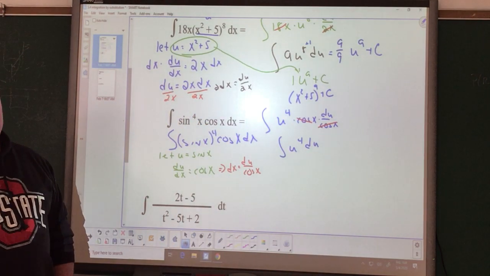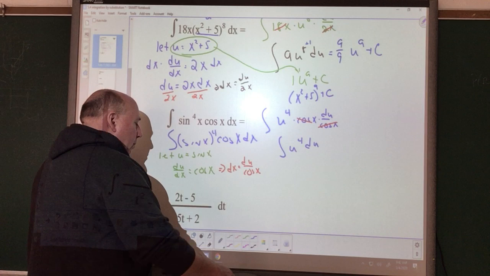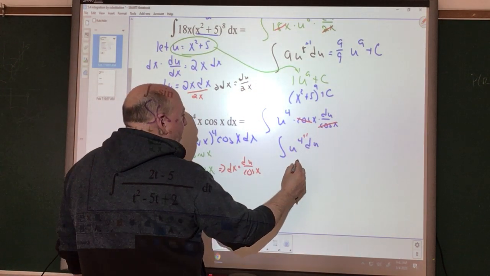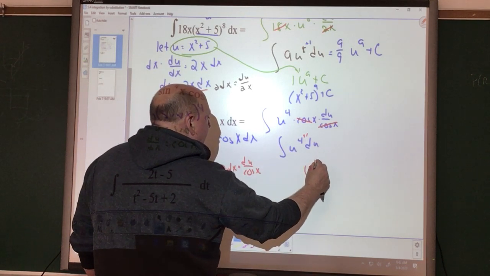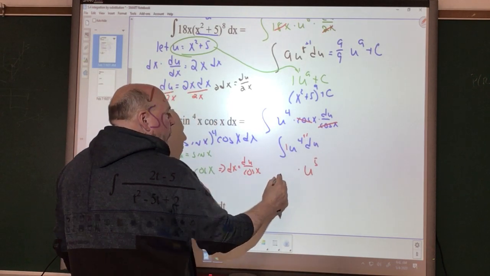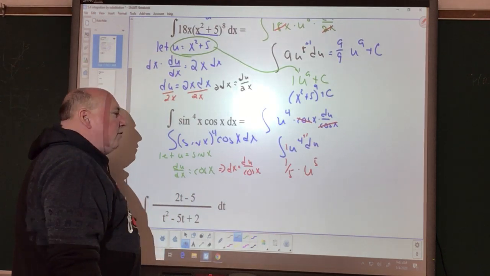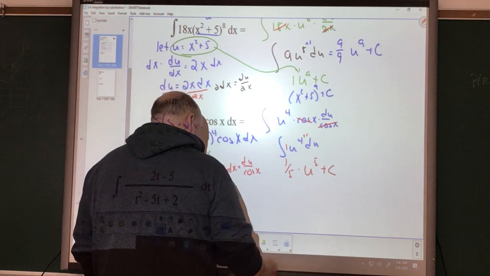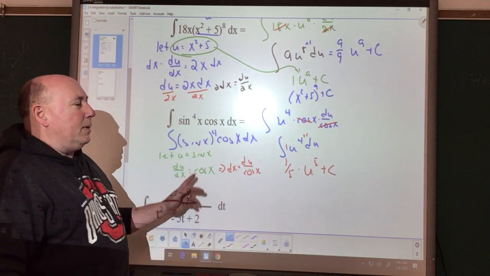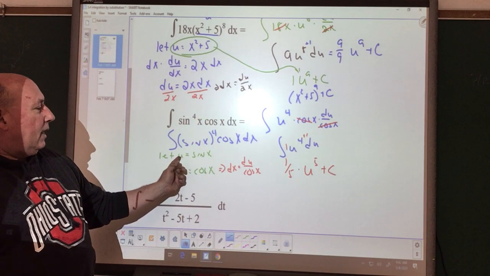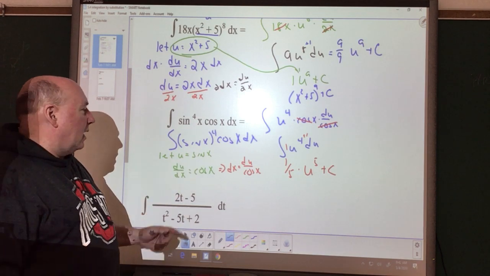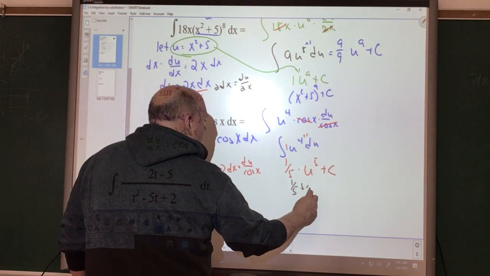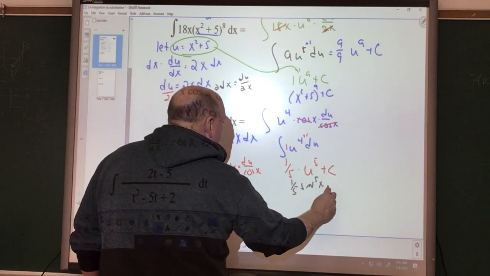We have to now deal with our antiderivative, but hopefully we're getting a little bit better at this. Add 1, so we have u to the fifth. We have a coefficient of 1, so we have 1/5 u to the fifth. And don't forget your plus c. Then your final step is to back substitute and get rid of the u by putting in the sine of x. So we have 1/5 sine to the fifth x plus c.